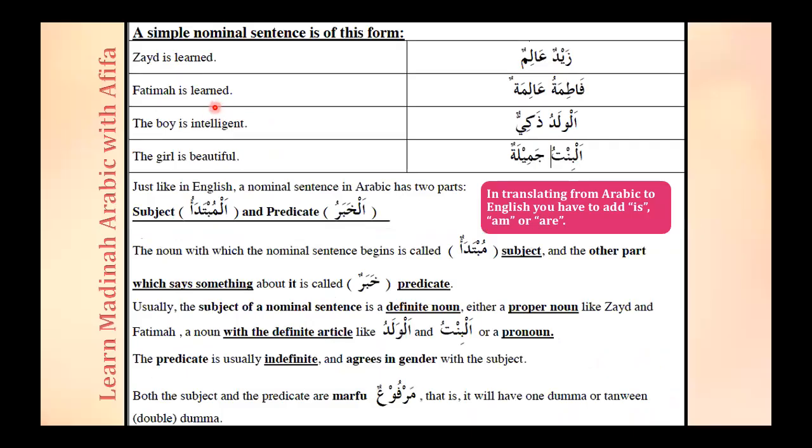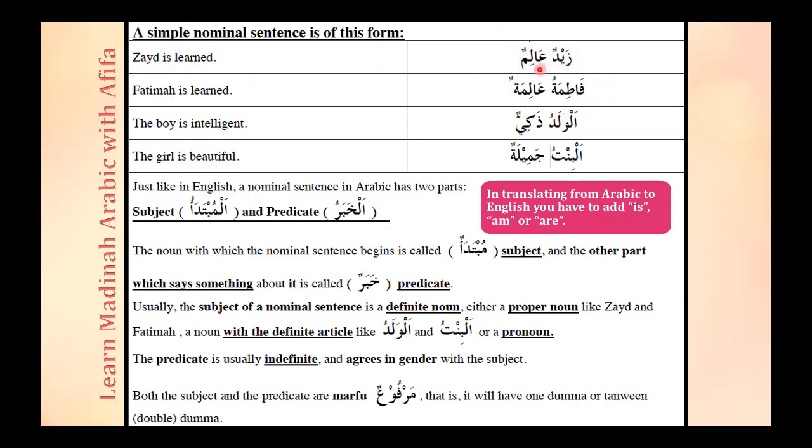Now let's take some examples again. So let's look at this first sentence. Zayidun alimun. Okay. Now please watch carefully, because when you translate into English, we are going to add this is, which is not there in Arabic, right? So in Arabic, the sentence is not going to have is, are. You have to plug that in. So a lot of times students make mistakes over here. So just please watch out that you just have to plug in that is.